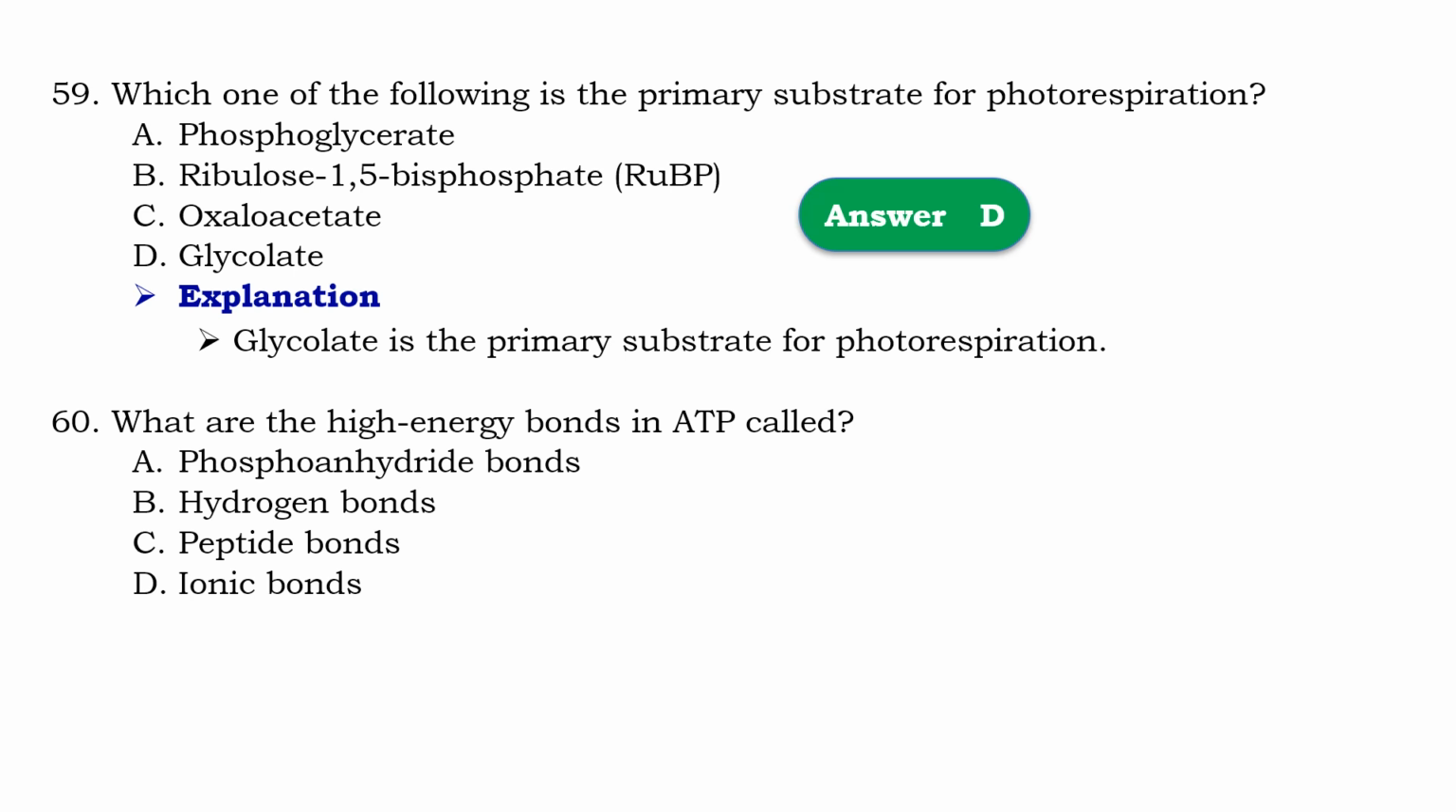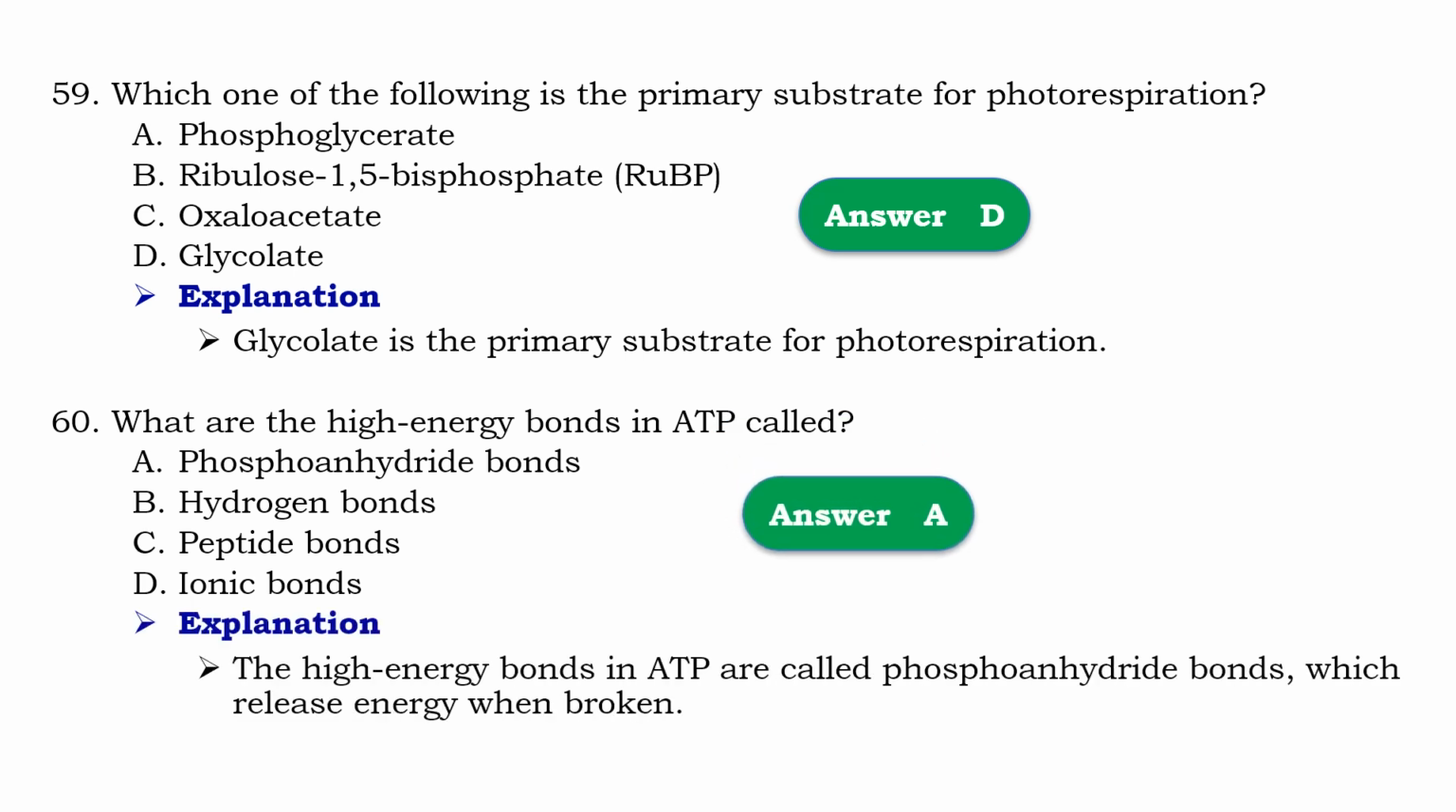What are the high energy bond in ATP? So that should be A, phosphoanhydride bond. Means that the high energy bond in ATP are called phosphoanhydride bond, which releases energy when broken.